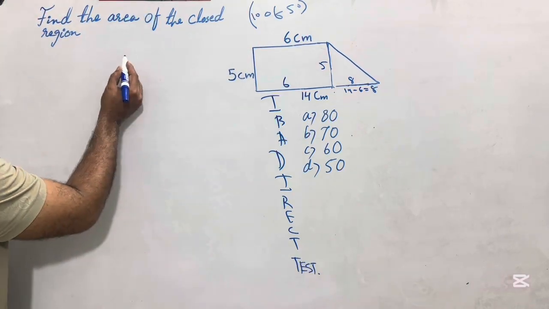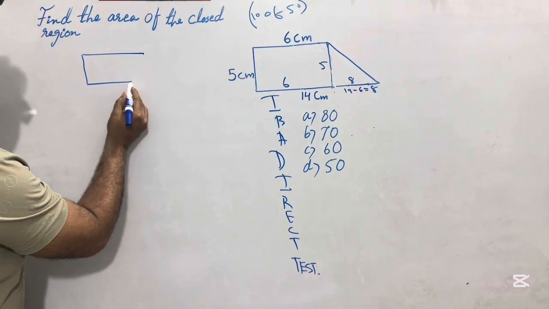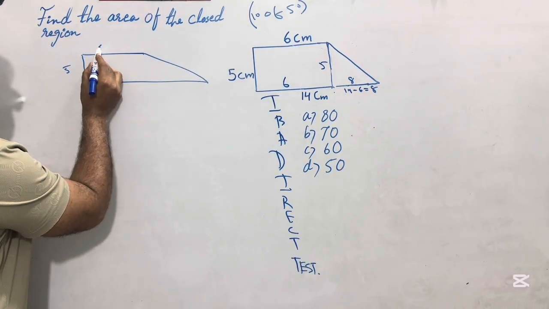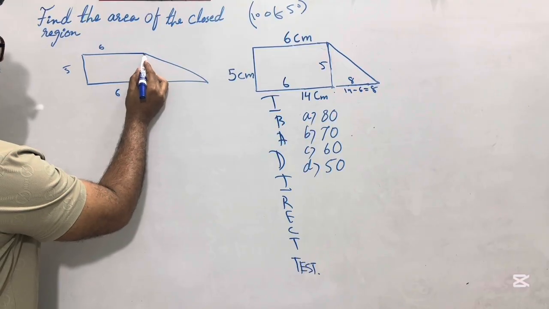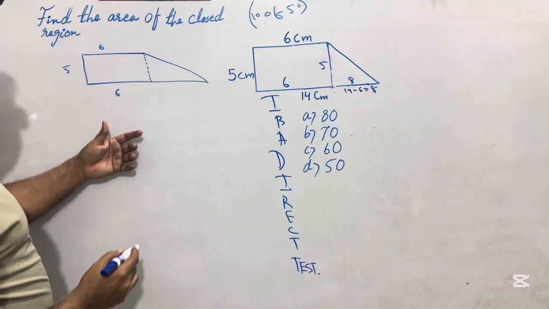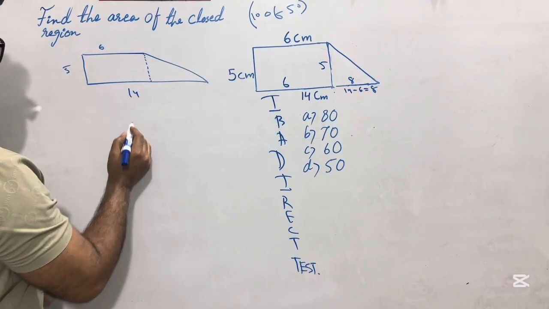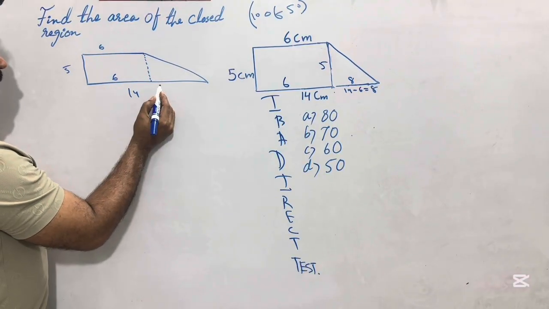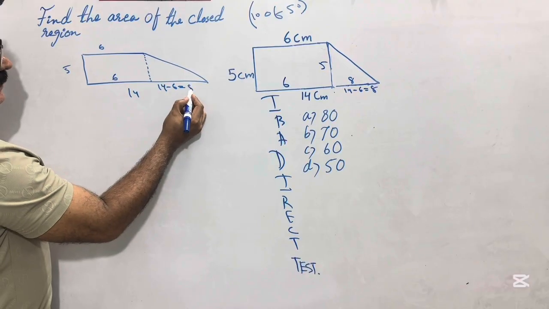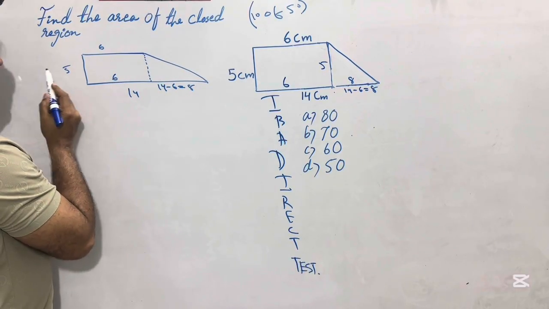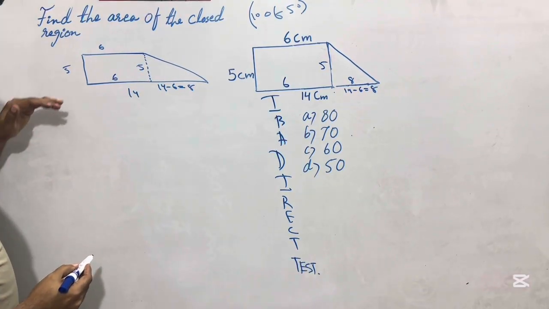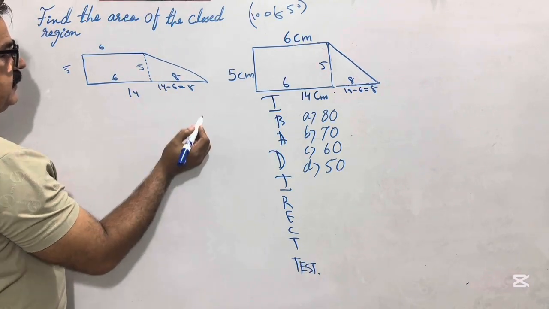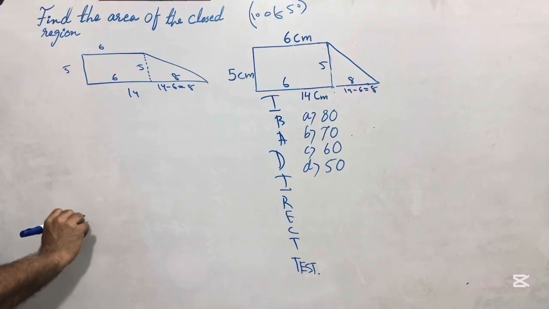Now we are in a position to find its area. We have a figure like this. It's 5, it's 6, it is 6. It is total 14. 14 minus 6 is equal to 8. By virtue of opposite sides of a rectangle being equal, it's also 5. It is 6, it is 6, and the base is 8 and the perpendicular is 5. Now we are in a position to find its area.